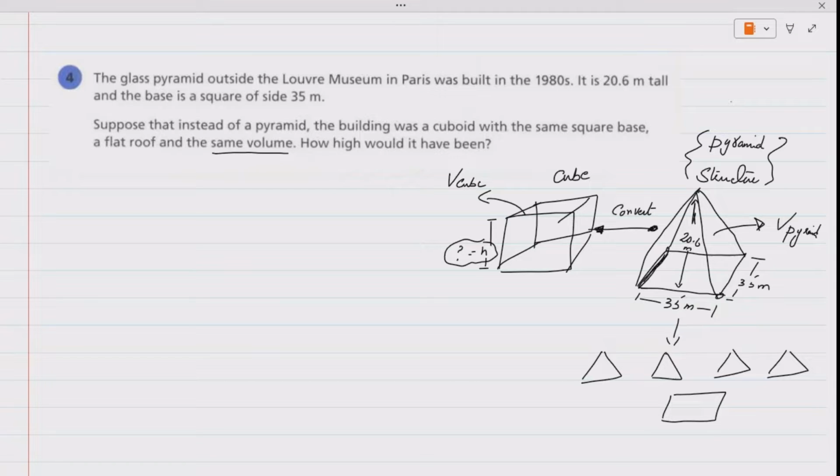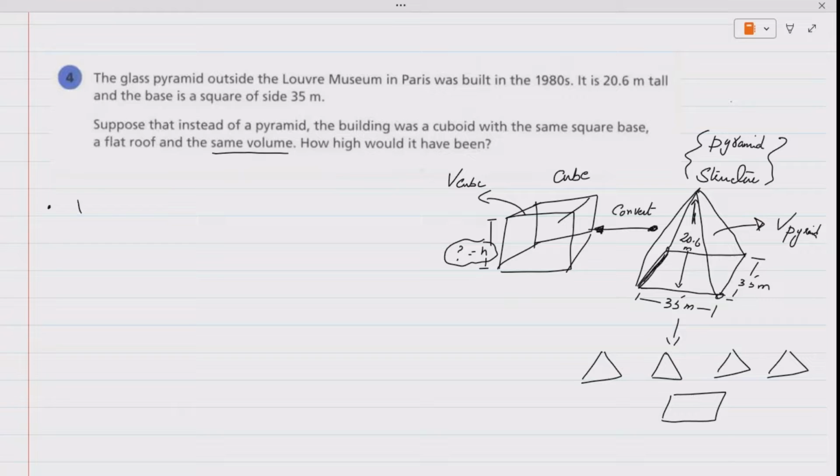Okay, so let's first find the volume of both of these, and then we equate them and find the height, right? And always do the question using this method. Let's first find the volume of the first shape and the second shape, and then equate them with each other and find the unknown. Like this we are doing here.